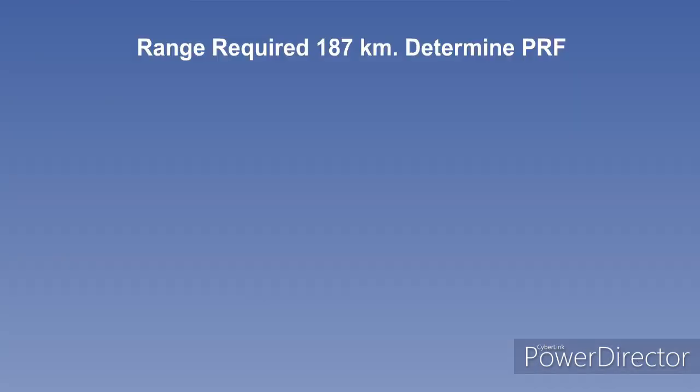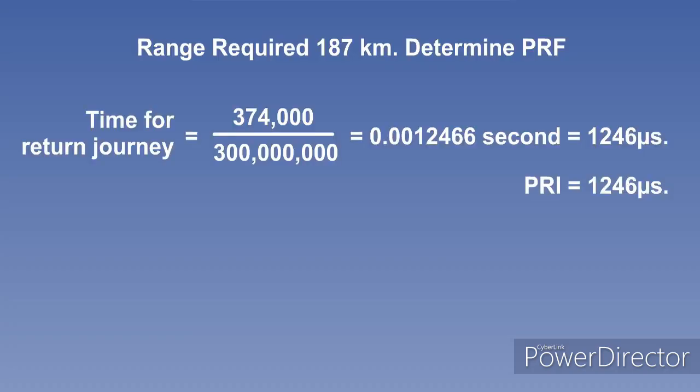For example, we want a radar range of 187 kilometers. What should the PRF be? The pulse must travel there and back, that is, 374 kilometers, or 374,000 meters. So how long does that take? The speed of radio waves is 300 million meters a second. Divide distance by speed, which gives us 0.0012466 of a second, or 1246 microseconds. The pulse recurrence interval is 1246 microseconds.